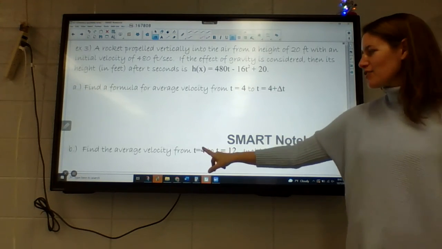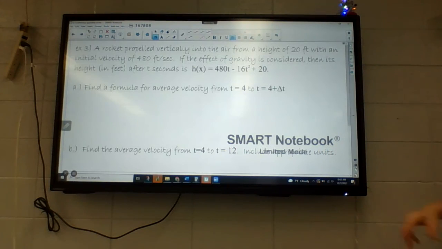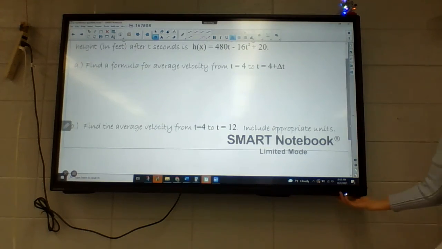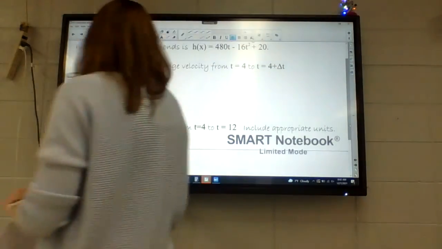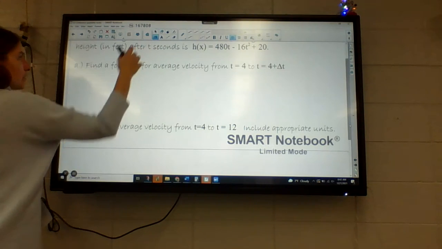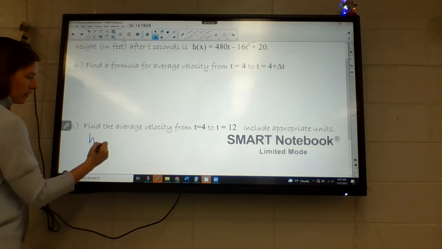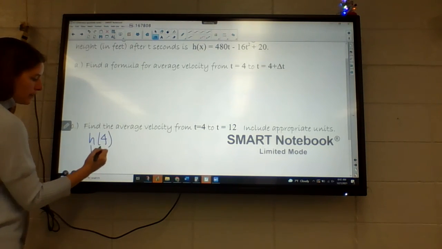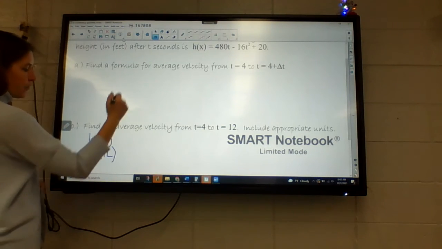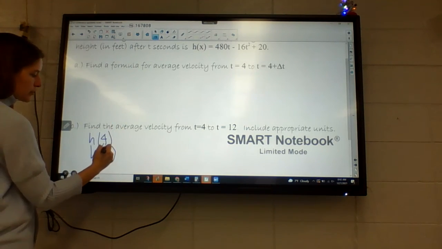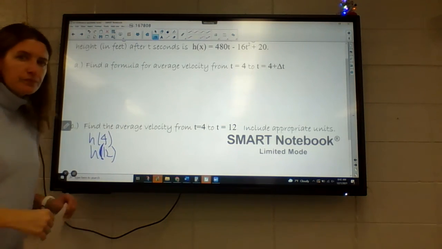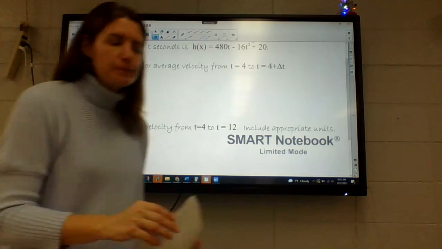We're just going to go average velocity from t equals 4 to 12. So again, you can just substitute those values in and find that average rate of change. So basically you're doing h of 4 to h of 12 in this formula, and then finding our average rate of change there. I need to stop our video before it gets too long.